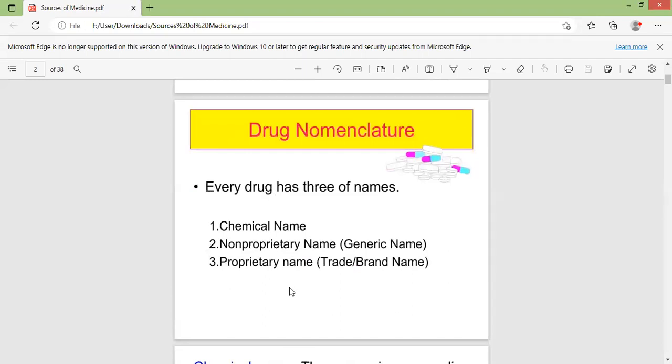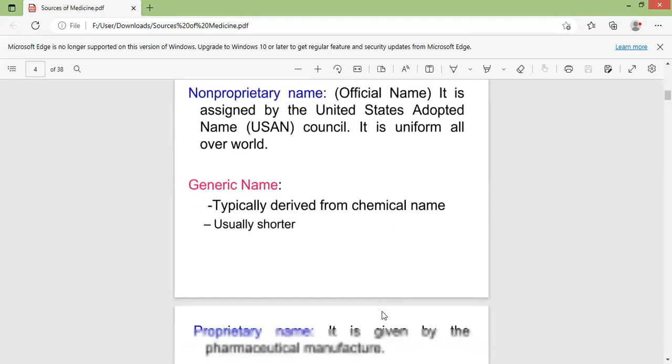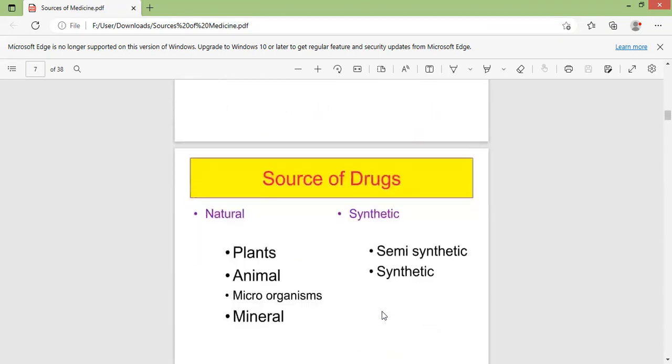Then looking at drug nomenclature, we know there are three ways to name a drug. There's the chemical name. For example, if it's aspirin, the chemical name is acetylsalicylic acid. Then the non-proprietary name or the generic name, which will be aspirin itself. It's the name it's known by in the whole world. Then the proprietary name, or the brand name, the trade name, something like Ascad or Augmentin, that's a trade name, right? So the chemical name is based on the structure. The non-proprietary name is a shorter version of the chemical name. Then the trade name is given by the manufacturers. We don't want to dwell much there.